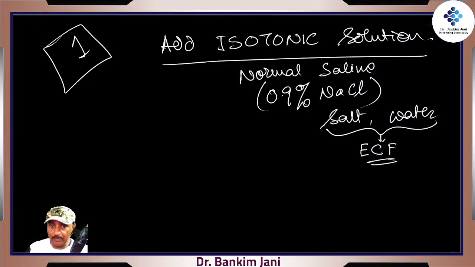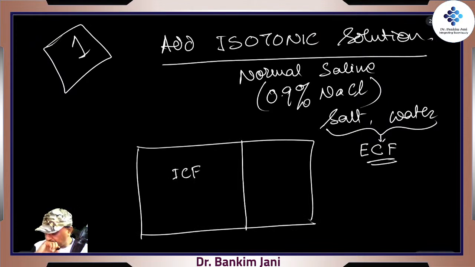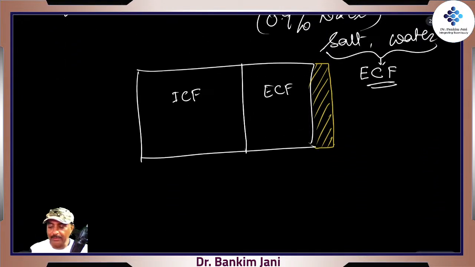Now see what would happen. This is the figure which we draw. Here, this is extracellular fluid. We are adding the extra fluid into our ECF. You are getting it? Every time we'll add it into the ECF only, correct? So this is ECF, this is ICF.